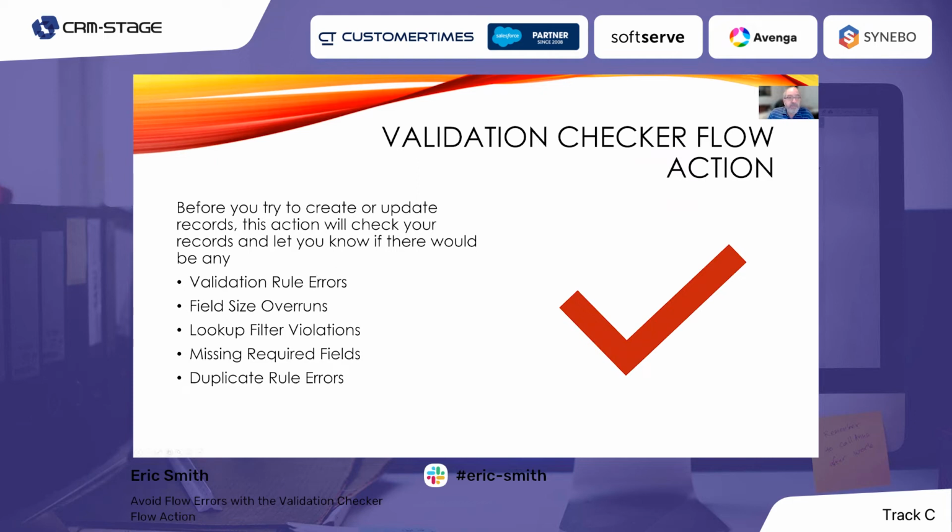So this will, as we looked at before, check a number of different things for you automatically. It'll look for validation rule errors. It'll look for fields that have more characters than the maximum number of characters you've set up. If a value doesn't match a lookup filter, if it has a violation there, it'll trap that. Required fields, if you're missing a required field, it'll trap that for you. And you can optionally have it go out, if you're creating new records, to check for duplicates before you try and commit those to the database.